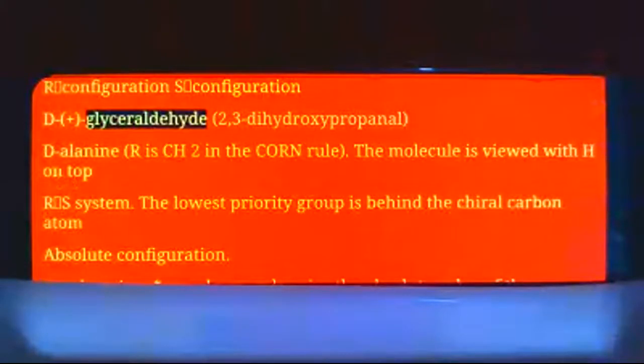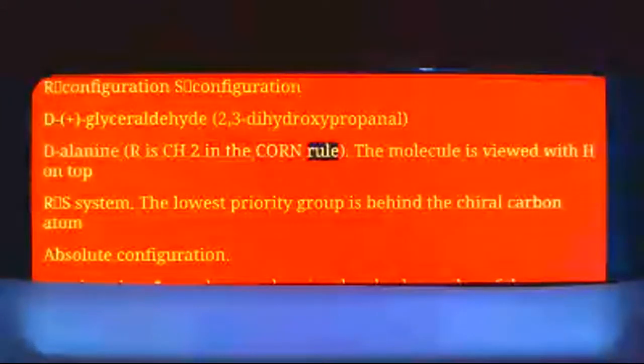D-(+)-glyceraldehyde, 2,3-dihydroxypropanal. D-alanine, RS, CORN rule. The molecule is viewed with H on top. RS system: the lowest priority group is behind the chiral carbon atom.